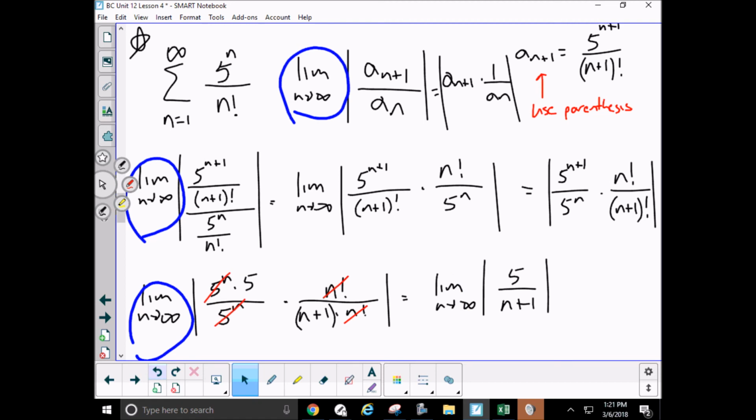So, evaluate the limit. Plug in infinity for n. What does this trend towards? 0, which is less than 1, which means the series converges.